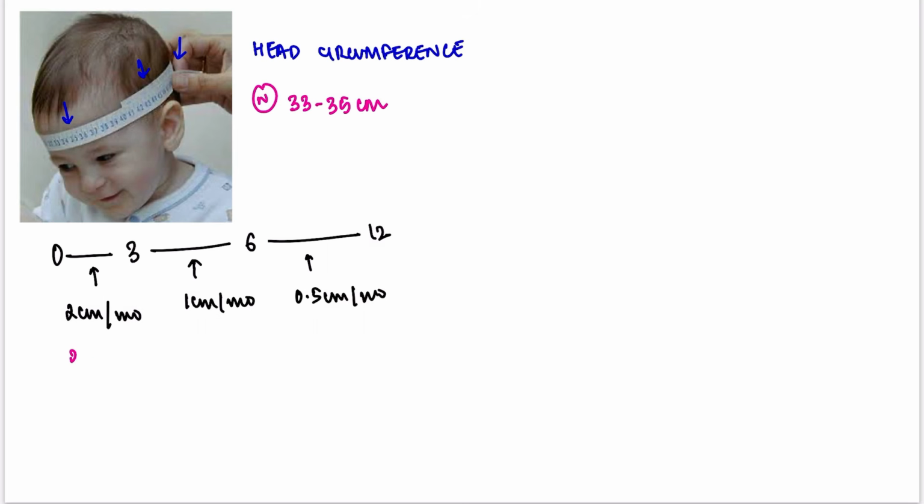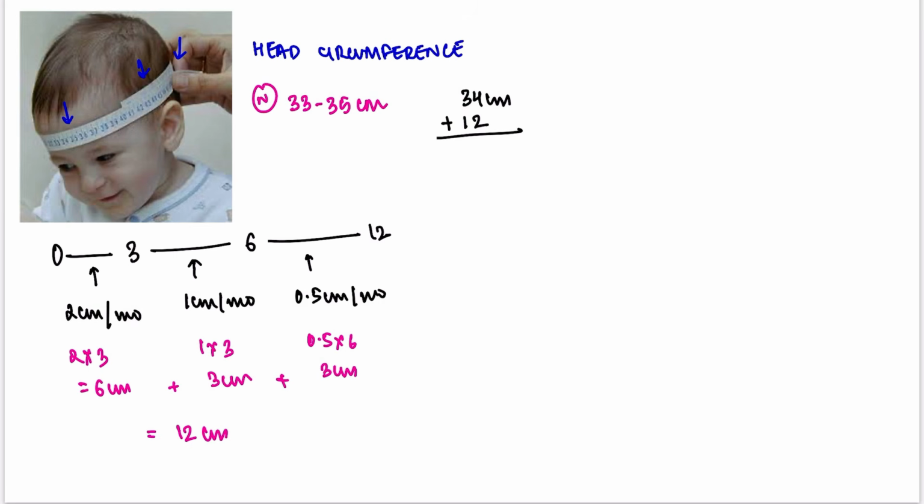So 2 into 3, that is 6 centimeters in the first 3 months. 1 into 3, that is 3 centimeters in the next 3 months. And 0.5 into 6, that is again 3 centimeters in the next 6 months. So the total gain in the first year of life would be 6 plus 3 plus 3, which comes out to be 12 centimeters. So let's say I take that the birth circumference of a child was 34 centimeter. So after a year, 12 centimeters would be added.